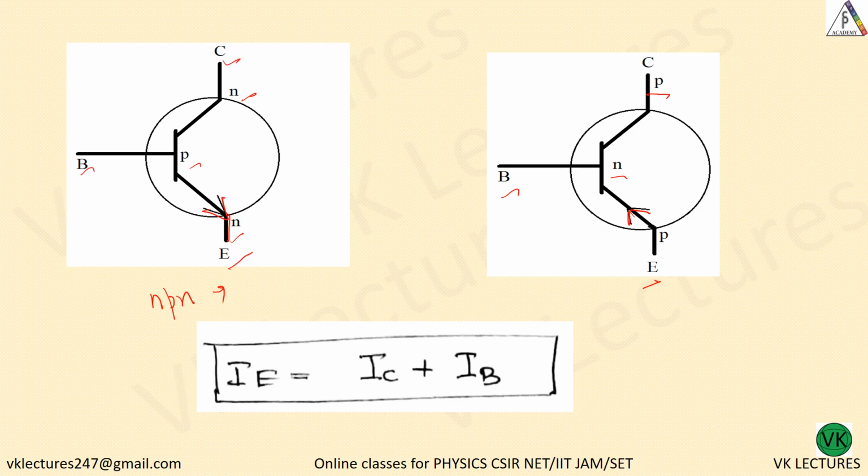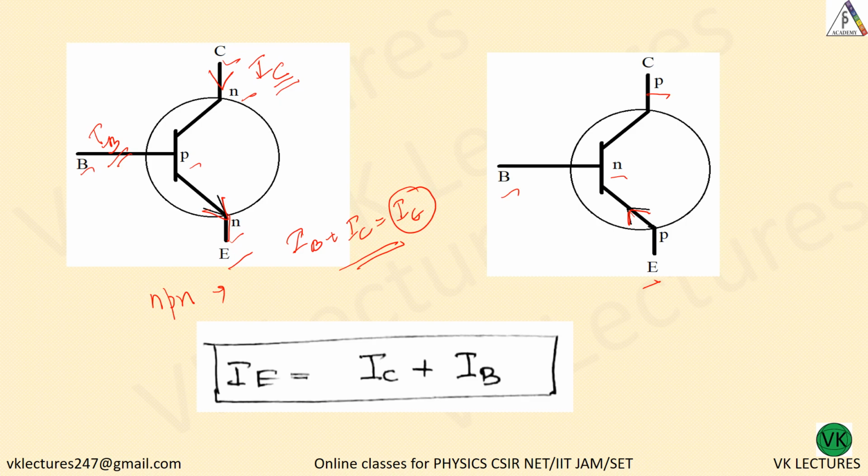Now the collector current will be inwards. Collector is IC, base is IB. So IB plus IC is equal to IE, the total current IE. Okay.